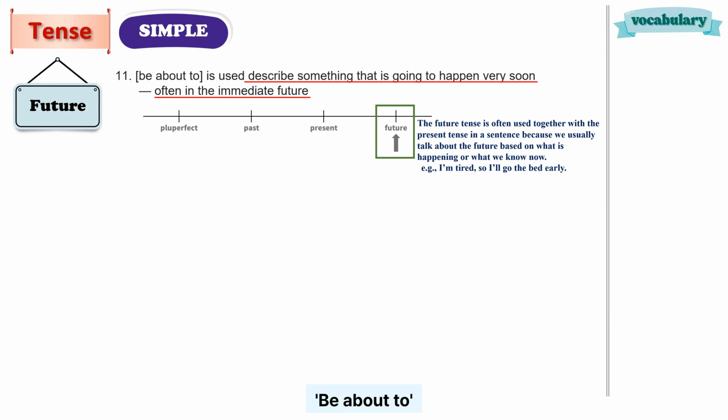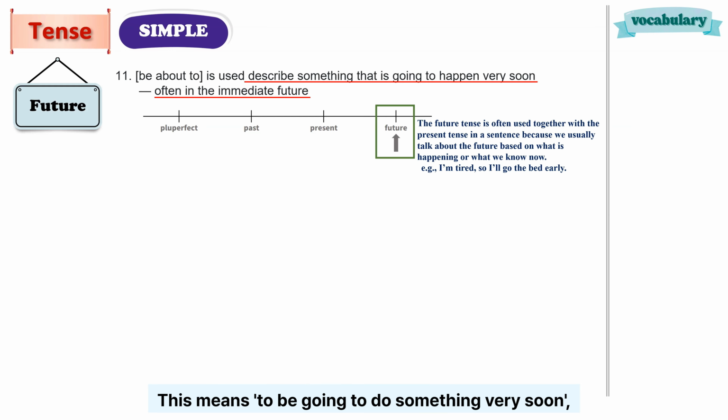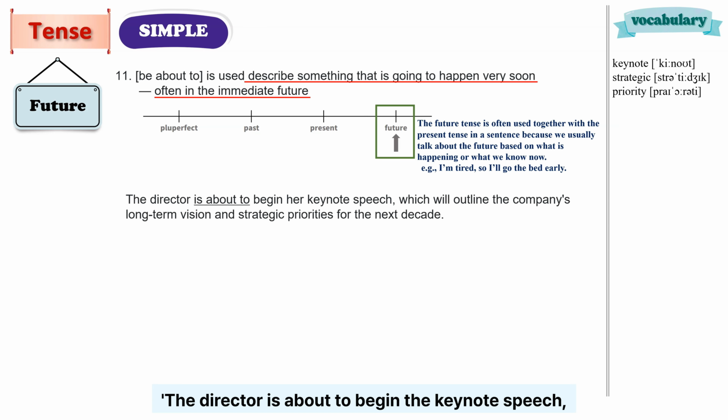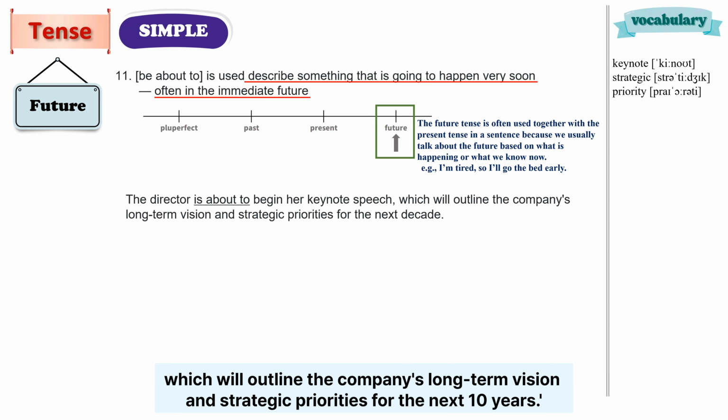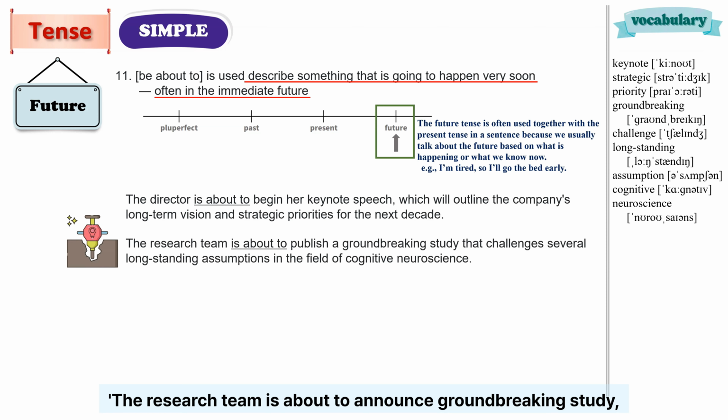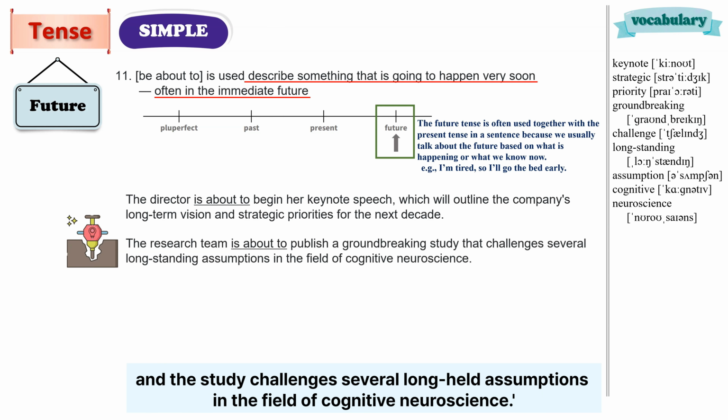Be about to. This means to be going to do something very soon, and it's used when something will happen imminently, in the very near future. The director is about to begin the keynote speech, which will outline the company's long-term vision and strategic priorities for the next 10 years. The research team is about to announce a groundbreaking study, and the study challenges several long-held assumptions in the field of cognitive neuroscience.